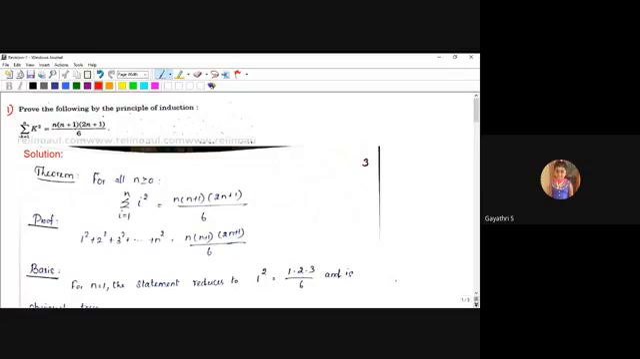This is one of the repeated university questions, and the marks shown are not 13; actually, these are the partition marks. This was from Part A. Prove the following by the principle of induction.